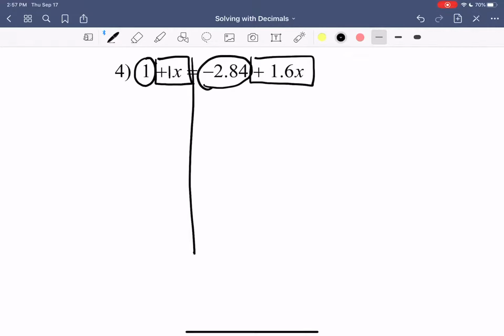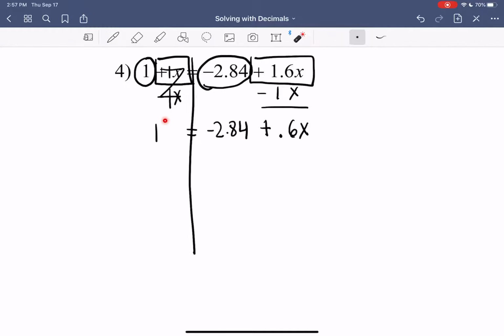So I'm going to just write a 1 there just to remind us. Since 1 is smaller than 1.6, we're going to subtract 1x from both sides. This will become 0, and over here will become a 0.6x. But we can't forget that we have a 1 on the left side, so we have 1 equals negative 2.84 plus 0.6x. So from here, we now are down to our third question asking about constant numbers.